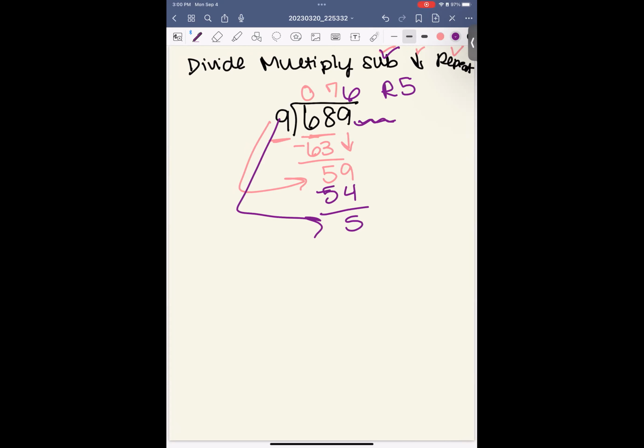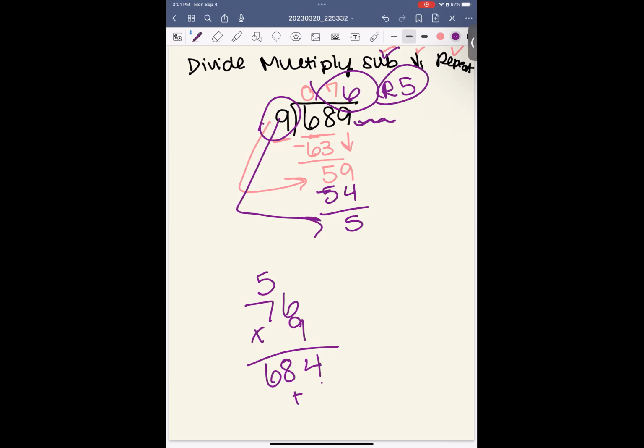Let's say I wanted to check my work, which is always best practice. I'm going to take my answer and multiply it by my groups. 6 times 9 is 54. 9 times 7 is 63. Add 5 is 68. Don't forget to add your remainder. If they match, you're on the right track.